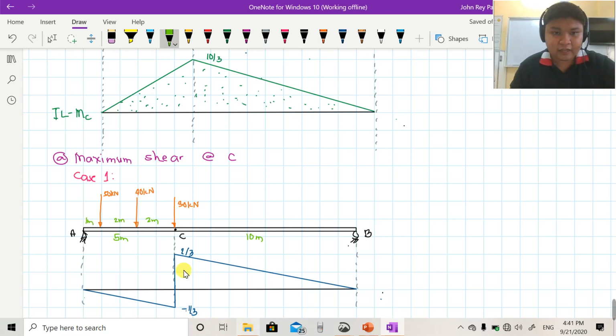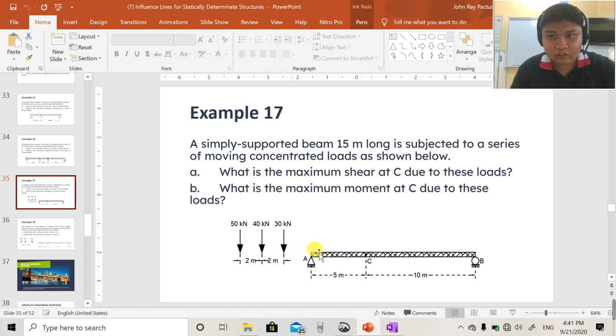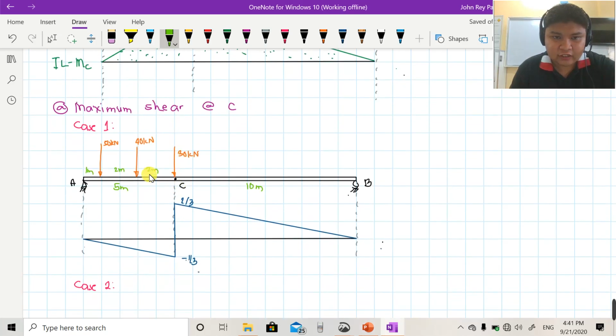So, saan yun nanggaling? Yung distance. So, syempre, no choice ka. The distances between the concentrated load, hindi yan magbabago. So, ayan. So, therefore, tingnan mo, 30, 40, 50. Ang ginawa ko, nandito yung 30, nandito yung 40, nandito yung 50. So, yung isa dapat sa tatlong load is nasa point C.